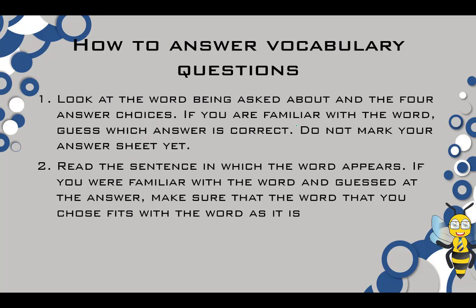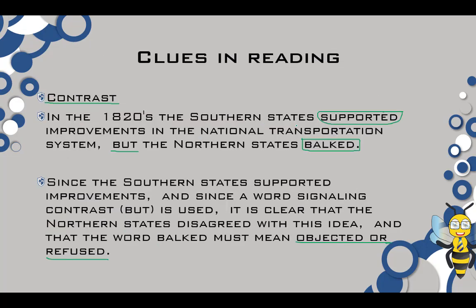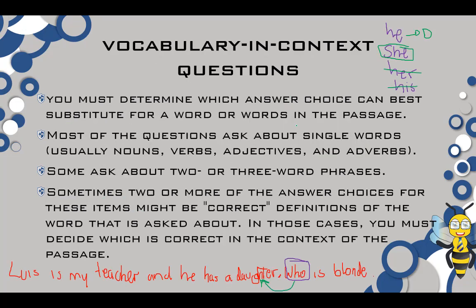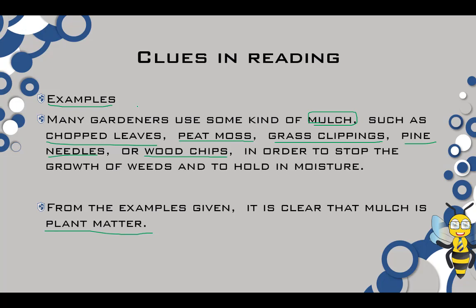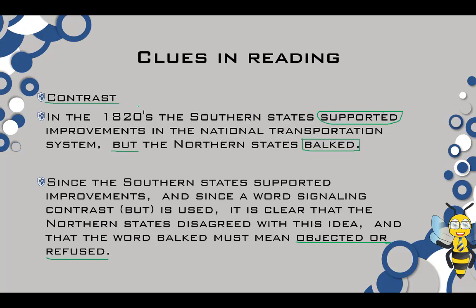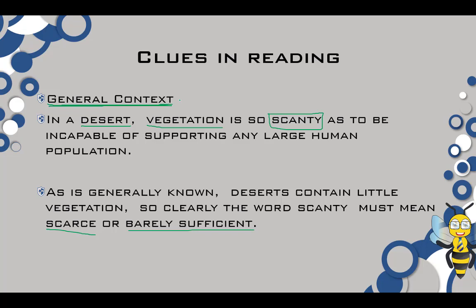Before I continue, let's make a summary. To answer vocabulary and context questions, number one, we should look for synonyms in the reading, examples, contrast, or general context. Because, I repeat, they normally use very unusual words for these types of questions. But the idea is that even if you don't know the meaning of the word, you should understand the reading and select the best answer.